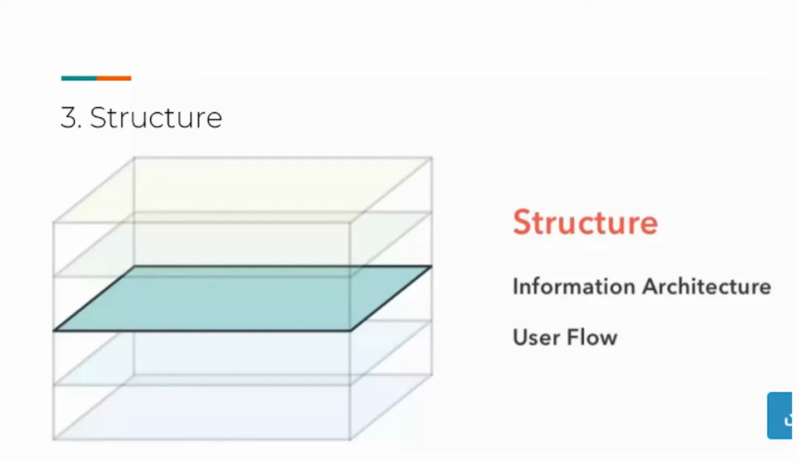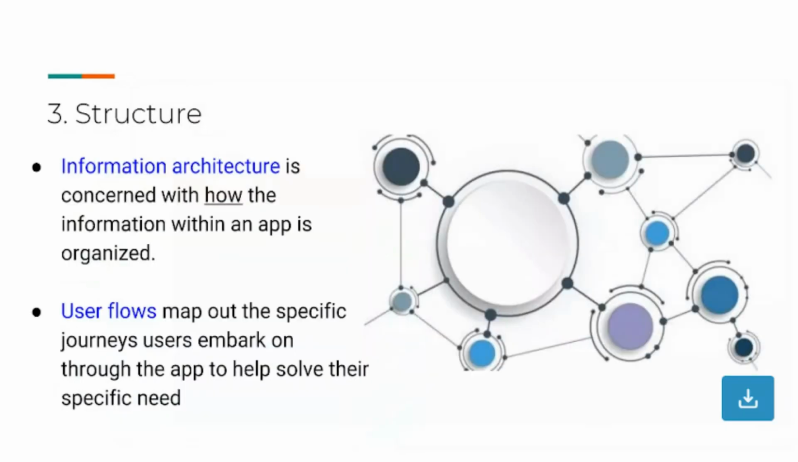Information architecture is a plan that shows how the website or the application is going to look, the layout of everything. Information architecture is concerned with how the information within an app is organized. So it's going to map out. Let me show you an example of information architecture.